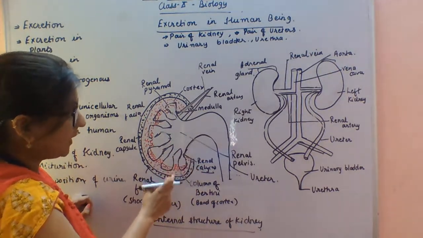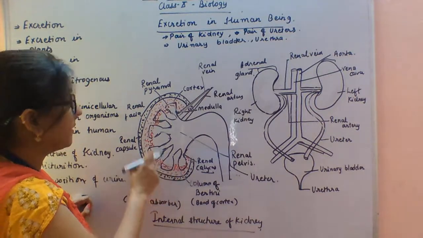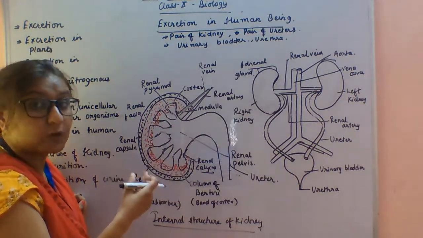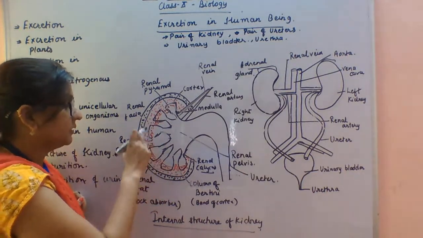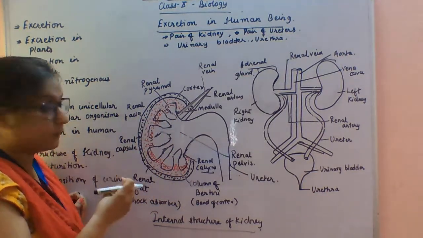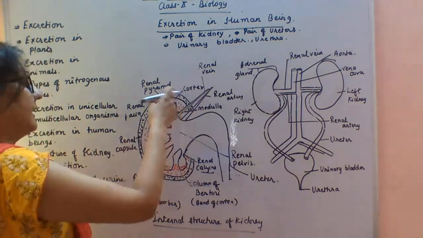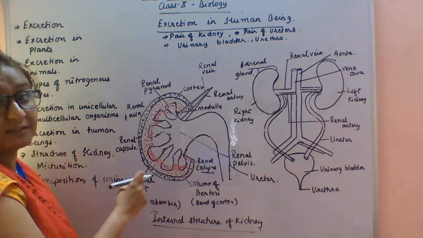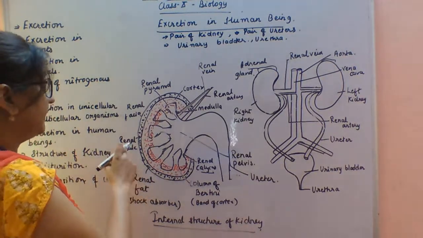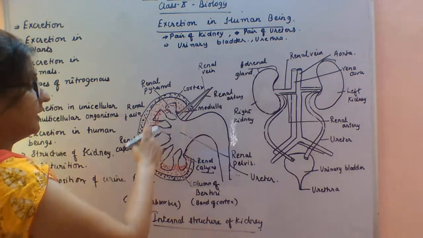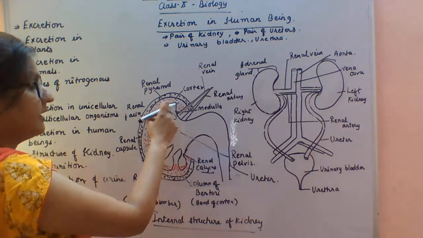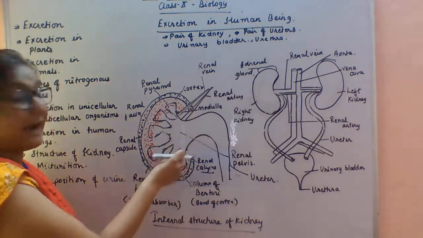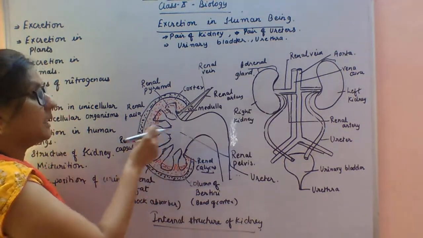And see here, the column of Bertini is present. This is called the band of cortex. I explained that the outer region is called the cortex. So in this middle region, this is called the band of cortex. Okay, clear? External part, the renal fascia, then this fatty layer called renal fat, which is a shock absorber, and then the renal capsule, and then the cortex region, and here in the middle portion, it forms a column of Bertini, the band of cortex in between the renal pyramids.